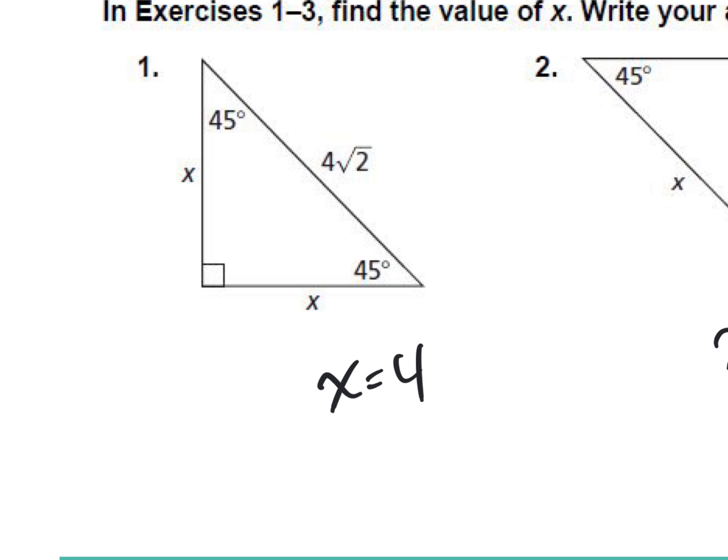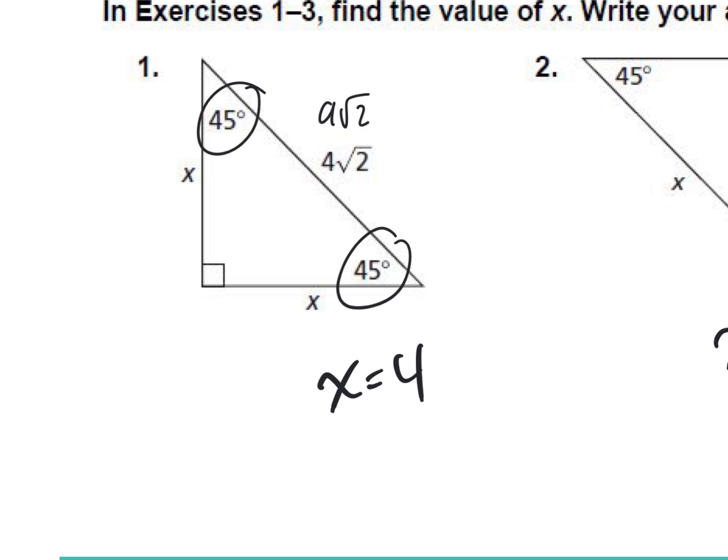Both 45s, they equal to 1. And then the hypotenuse is root 2. So I just take the 4 from the root 2, like 4 times root 2. And I just put it where x is. Very good.